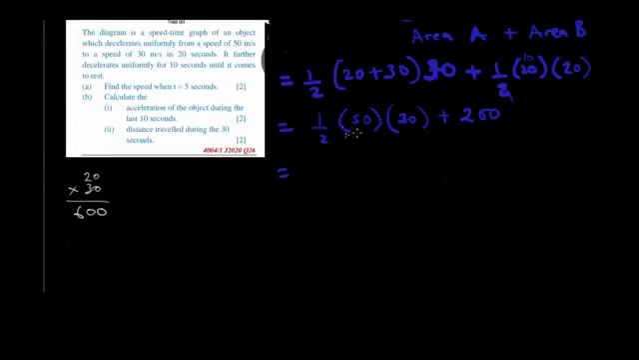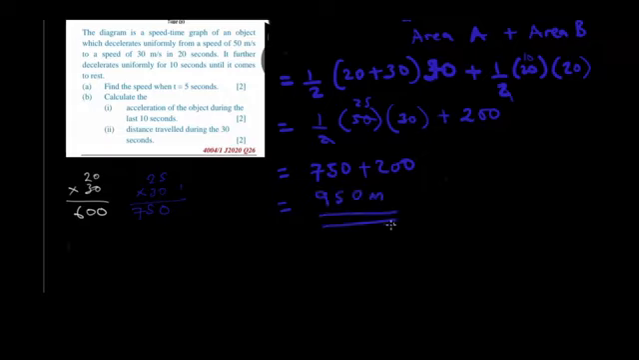This is equal to, what is half of 50? That's 25. So we are going to multiply 25 times 30. Here it's 0. Then 3 times 5 is 15. 1. 3 times 2 is 6 plus 1, that's 7. So here we have 750, adding 200. And obviously, this is going to give us 950 meters. The same answer we got when we subdivided the speed time graph into 3 shapes.